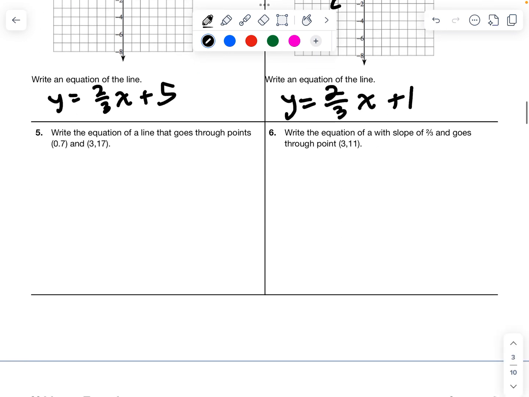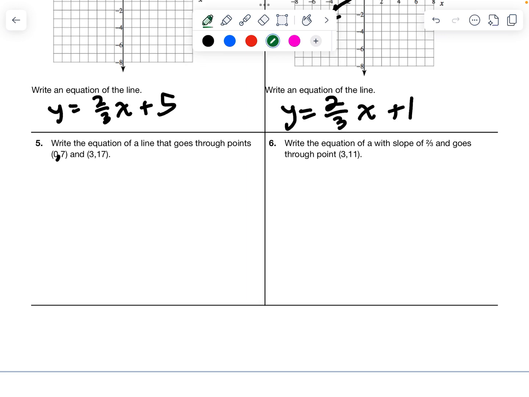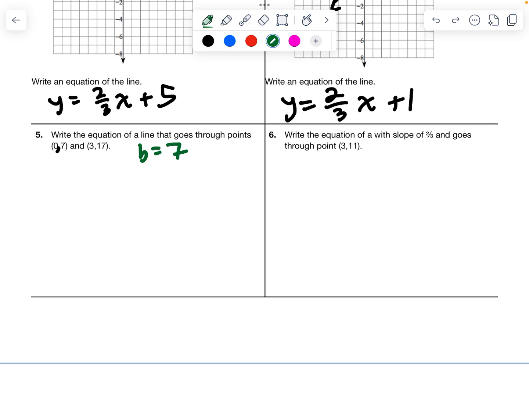All right, now this one says, write the equation of the line that goes through points (0, 7), that should be a comma, I don't know why it's not, and (3, 17). So we need to know 2 bits of information here. We need to know slope and intercept. Well, our intercept's easy. It's b equals 7. It's given to us. It's right there because when x equals 0, the y-intercept is the b value. Now all I need to do is figure out what's my slope.